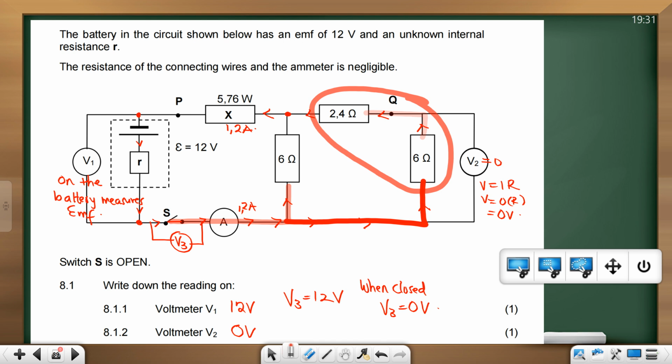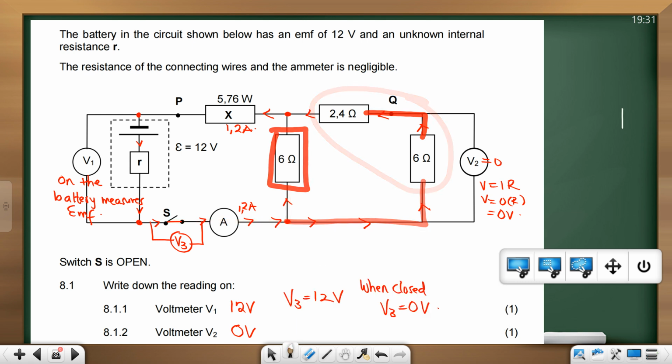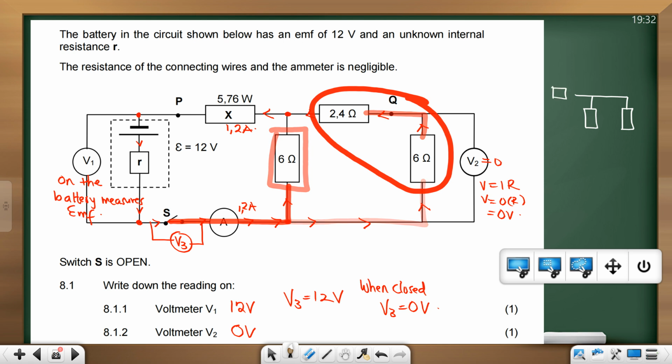But that is in parallel to this. I don't know if you guys can see that. Let me help you quickly to see. If I combine those two, then I have one resistor here, I have another resistor here, and they are connected in parallel. What did we get here? 8,4. What is this? 6. How do you do resistors that are connected in parallel?